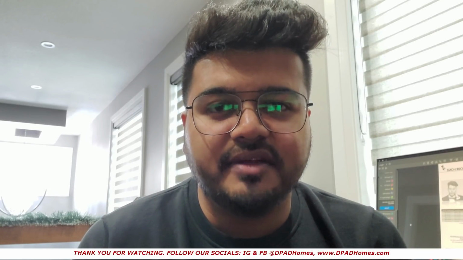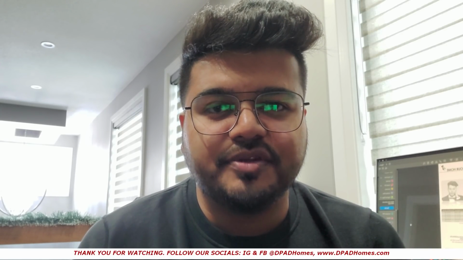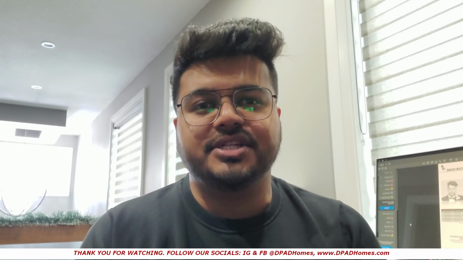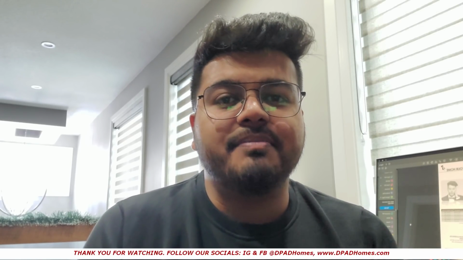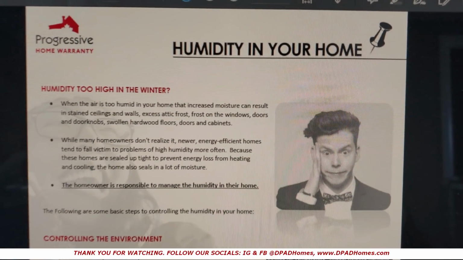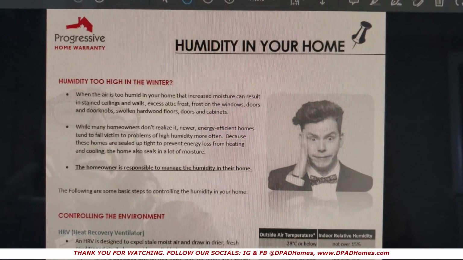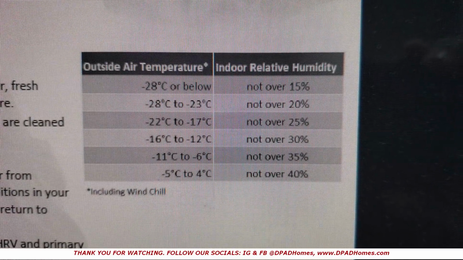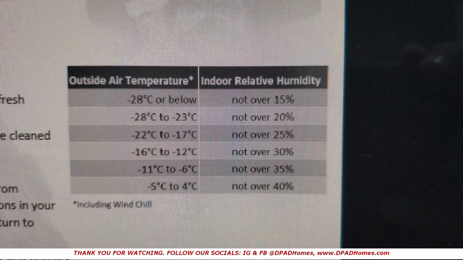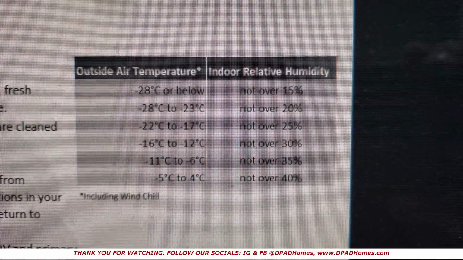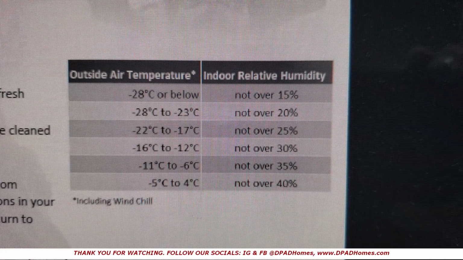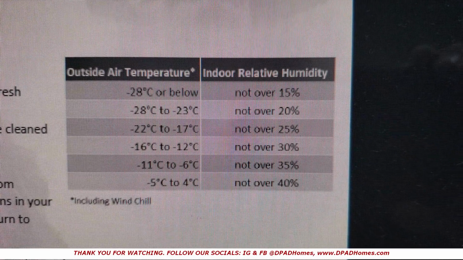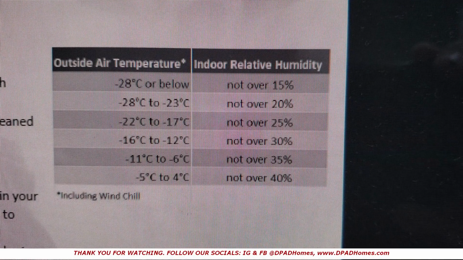Second is your humidity levels. Usually you have some sort of thermostat that tells you what percentage you want your humidity to be at in the house, which is based on the temperature outside. Based on this article from our warranty guys, this is how you should control your humidity inside the house based on the temperature. Right now it's definitely below minus 28 degrees, so our humidity levels should not be over 15%. I'm going to show you what ours is at right now. I won't be surprised if ours is higher.